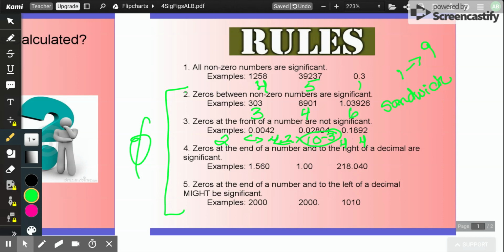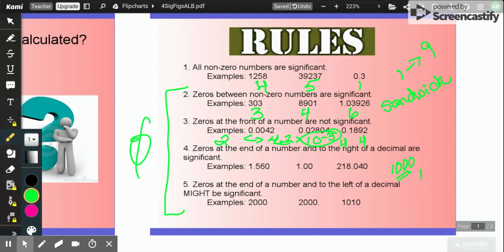Zeros at the end of a number and to the right of a decimal are significant. If I'm measuring a crowd size and I say there's about 1,000 people there, I'm estimating, and I'm estimating all of these, okay?